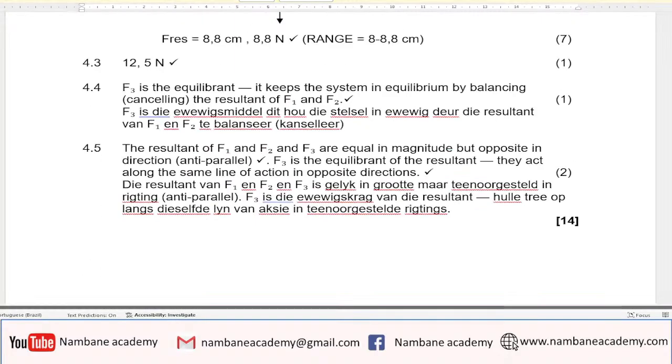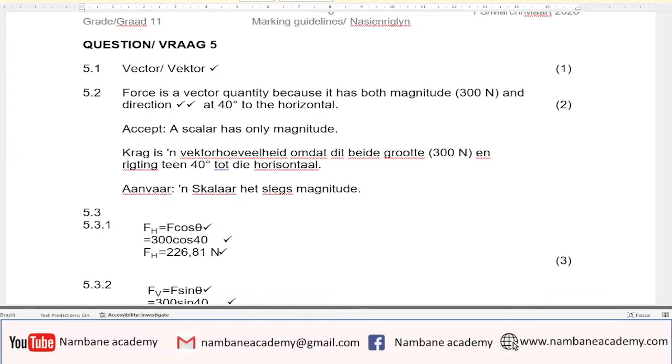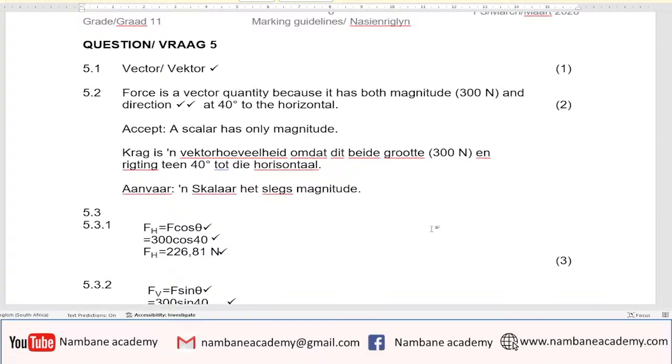Thank you, sir. Question 5. A lawnmower is pushed along a lawn from right to left. A force of 300 newton is applied to the handle of the lawnmower at an angle of 40 degrees to the horizontal, as shown in the diagram below. 5.1. Is the force applied, 300 newton, a vector or a scalar? It is a vector. 5.2. Explain the answer that you gave in 5.1. They can either say a force is a vector quantity because it has both magnitude and direction, or they can speak in the negative and say because a scalar only has magnitude.